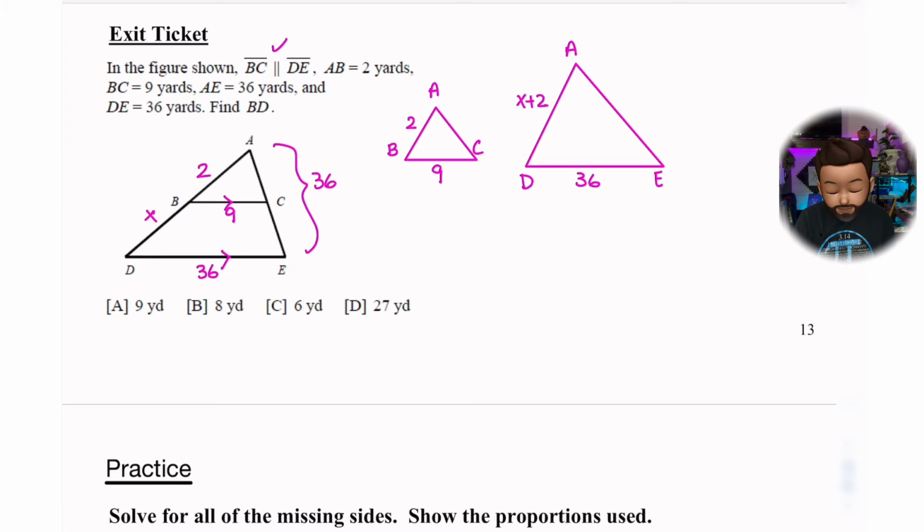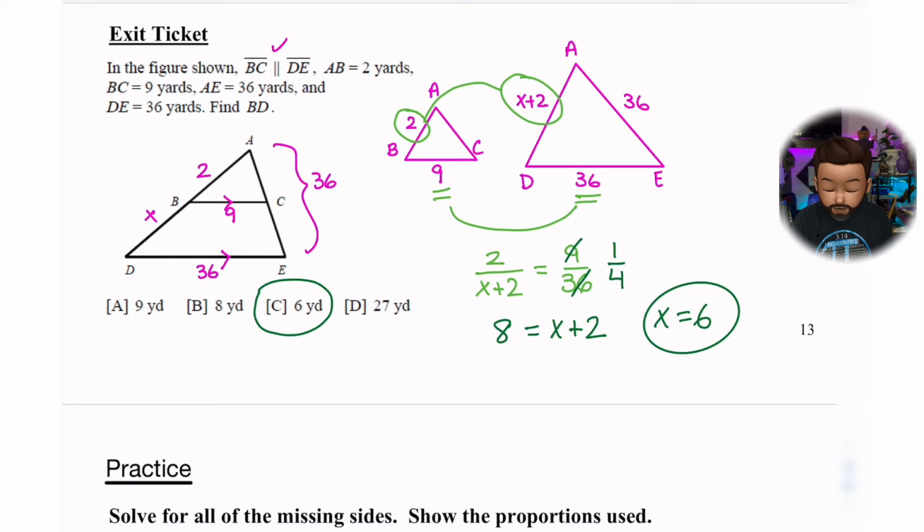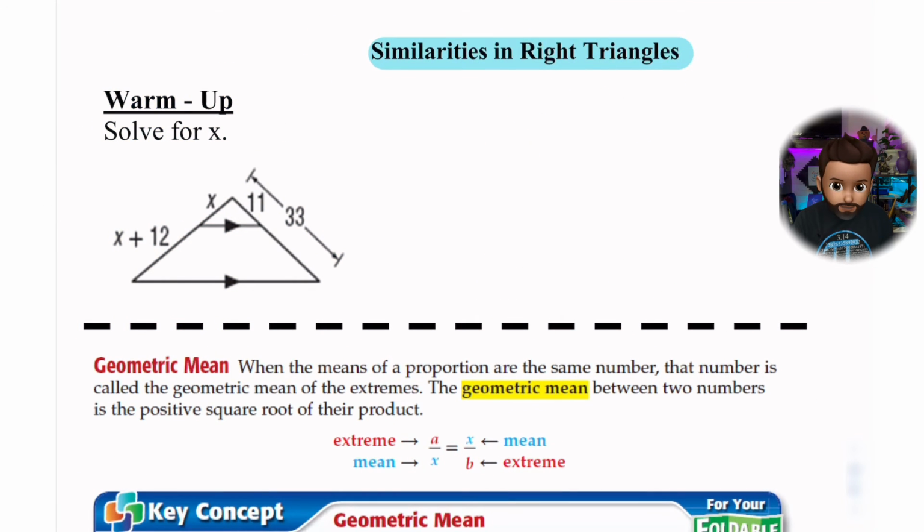So I've separated this into two separate triangles to sort my ideas out, set up my ratios with corresponding parts. 2 over x plus 2 equals 9 over 36, and reducing the fraction to 1/4 makes it an easy problem to solve. And our multiple choice has our answer there, so we can feel pretty confident if we get the right answer, although there are distractors in multiple choice questions.